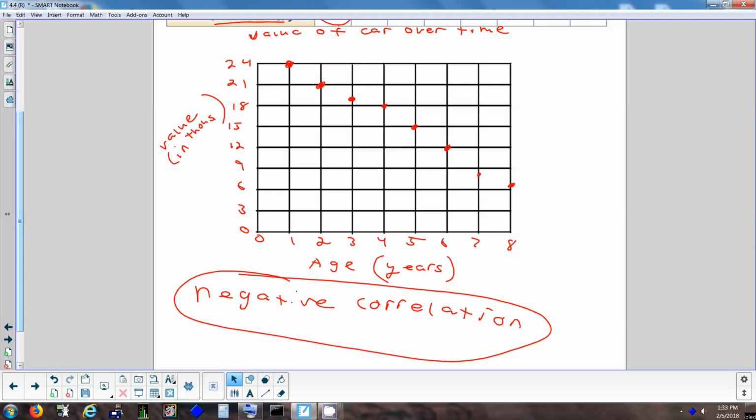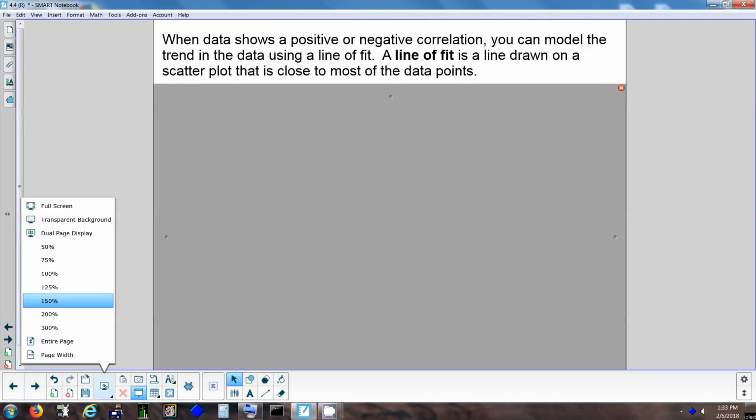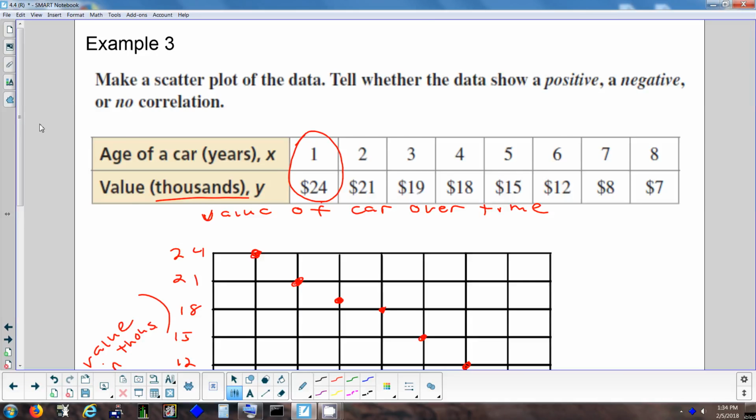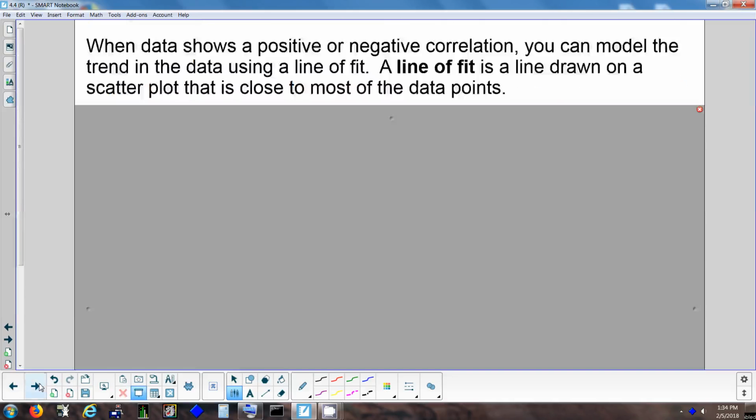Okay. So, any questions on the scatter plot? All right. Perfect. Easy. So now, guys, we're going to take it one step further. When the data shows a positive or negative correlation, which we talked about, you can model the trend in the data using a line of fit. Remember, the teacher just drew a line that kind of follows the trend, like this one, with an equal amount of dots on the top and on the bottom. That's pretty much what we're going to do with this part of the lesson. It's called a line of fit.